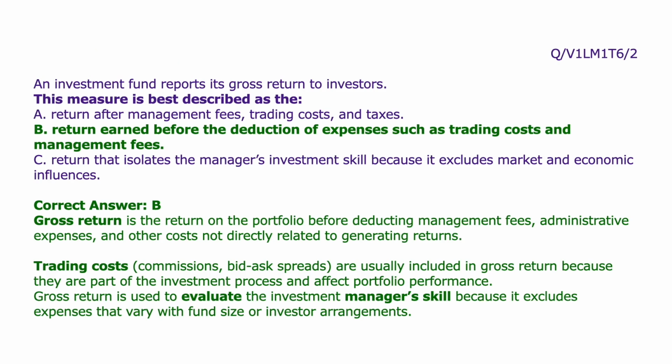Gross return equals return before deducting expenses such as management fees, trading costs, or taxes. It shows the total performance of the investments themselves, not what the investor actually takes home after costs. Net return equals gross return minus management fees and administrative costs. Gross return includes trading costs. Net return deducts all expenses.